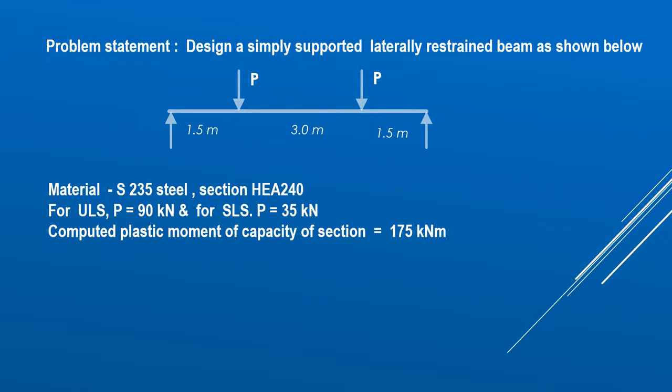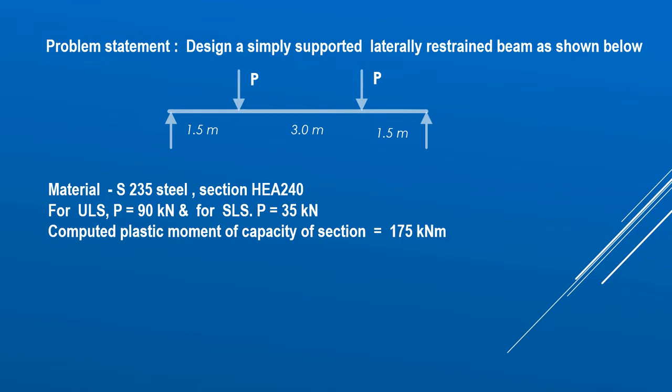And based on the permanent actions and the variable actions, the values of the concentrated loads at the ultimate limit strength state check will be P equals to 90 kN, whereas for the serviceability limit state check, P is calculated to be 35 kN, which is essentially only the variable actions. The permanent actions are not considered in the SLS. Now, based on the formula given in the Eurocode, the computed plastic moment capacity of the HA240 section is calculated to be 175 kN meter.